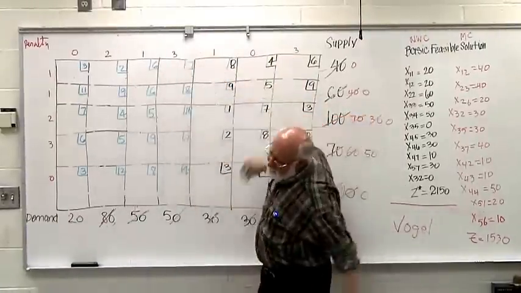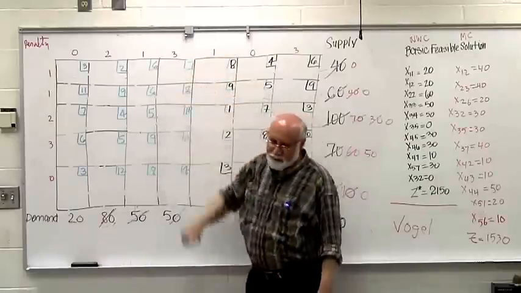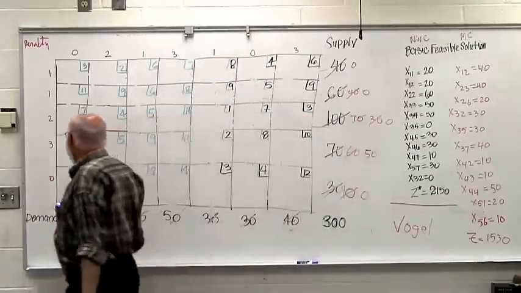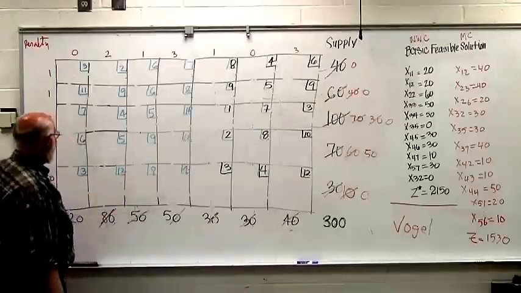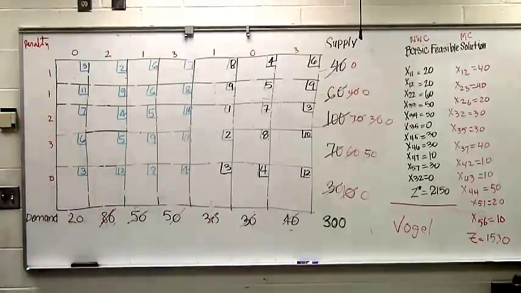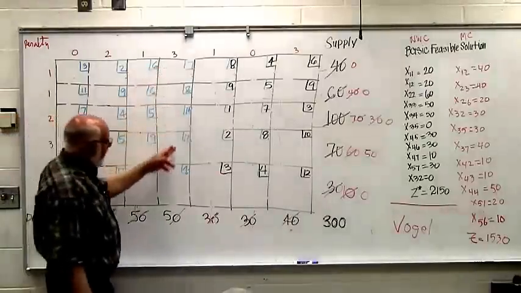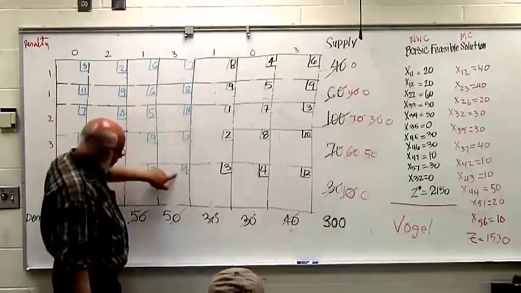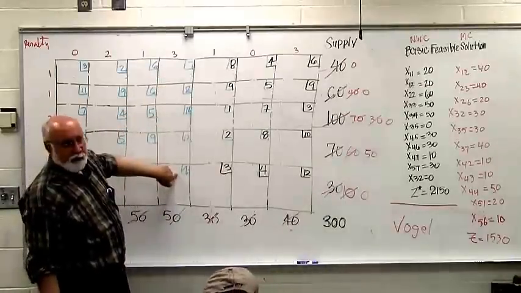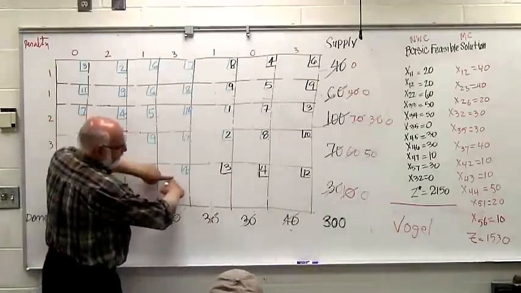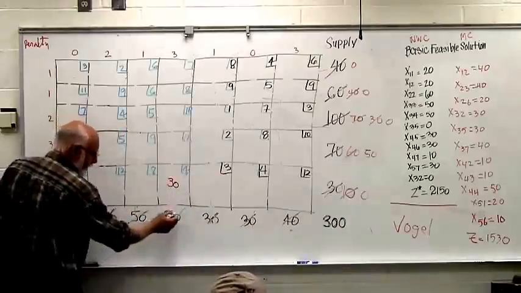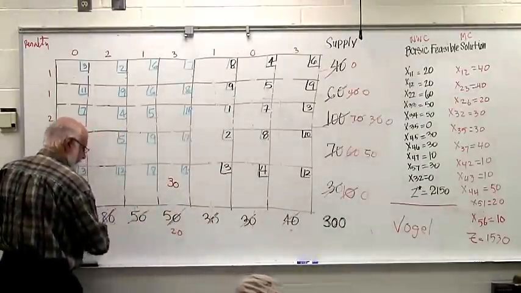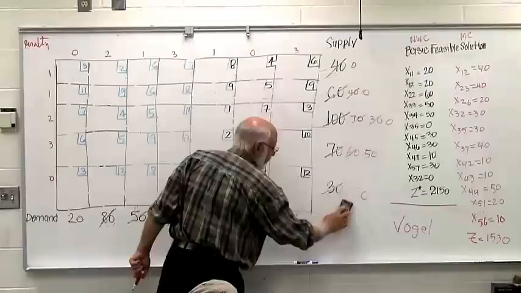Let's randomly go with this one. Okay, so we will select that. We will select that. And we will assign the value. We're selecting that, and we will look at this column, and this is the minimum. So I'm going to assign between 30 and 50, 30 units. This is going to go to 20, and this is going to go to 0.